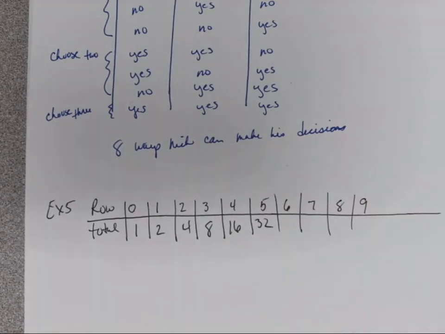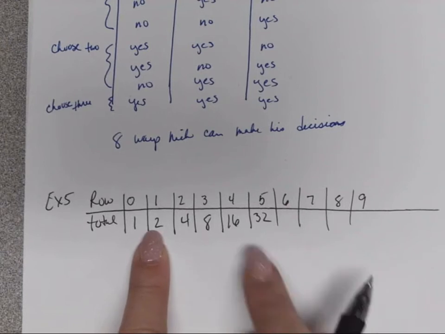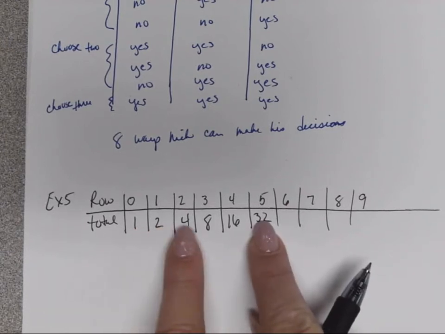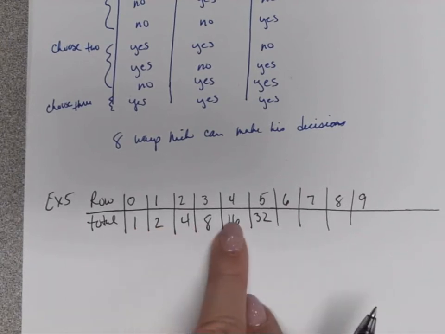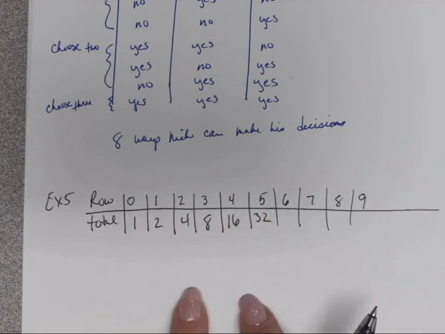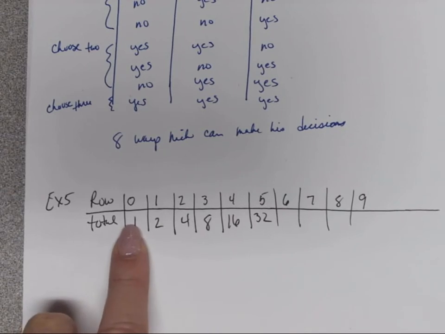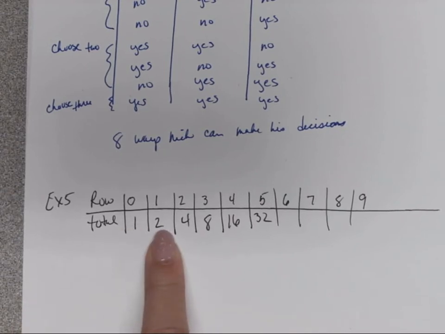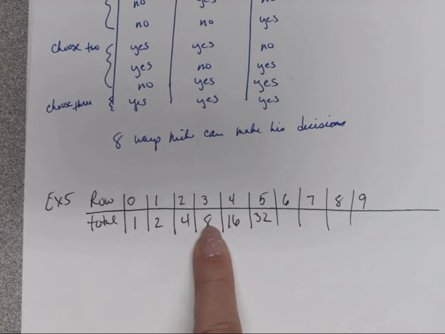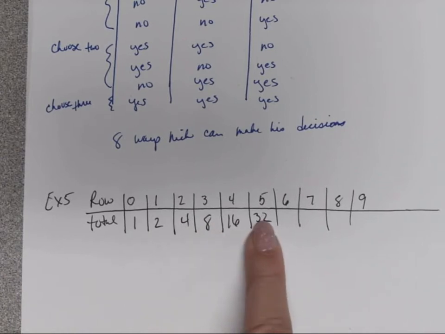Now we don't have rows 6, 7, 8, or 9 written out, but what do we think is happening? What do we see that is occurring at this point? We've got 1, 2, 4, 8, 16, 32. What's the pattern? If I multiply 1 times 2, I get 2. 2 times 2 would be 4. 4 times 2 is 8. 8 times 2 is 16. 16 times 2 is 32.